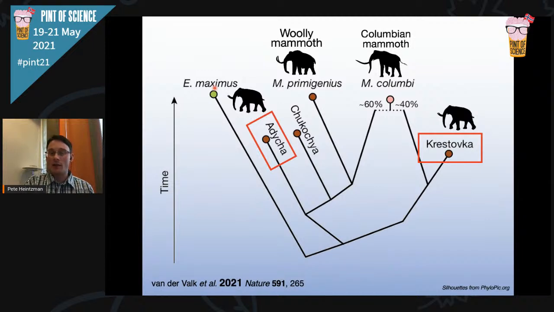It's very different from both Adichia and woolly mammoths, and to some extent the Columbian mammoth. It's basically its own lineage. But what's very interesting is that the Columbian mammoth is actually about a 50-50 mix of this Krestovka lineage and the woolly mammoth, which would explain some of these issues that we were seeing with some of the earlier data where woolly mammoth looked like it was very similar to Columbian mammoth.